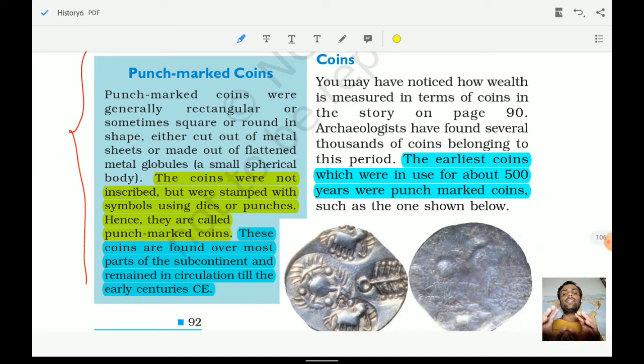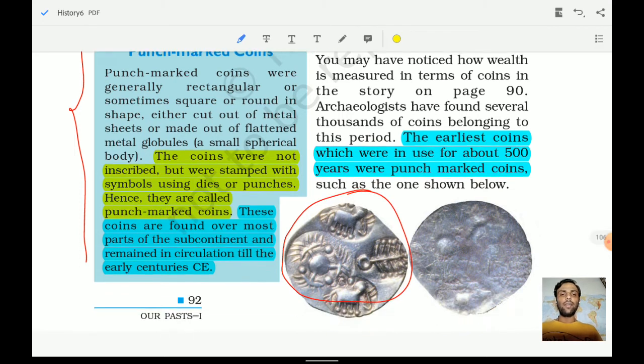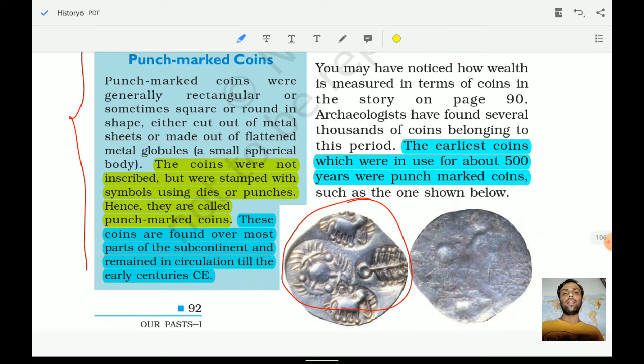Now understand this particular line: the coins were not inscribed. If you look here, it looks like somebody must have punched it. Even today we see several mechanical machines by which we punch several things. So it was not inscribed, rather it was punched. A piece was cut out of a metal sheet and it was punched, and hence the name was given that these are punch marked coins. On one side it looks like this, and on the other side it looks plain.